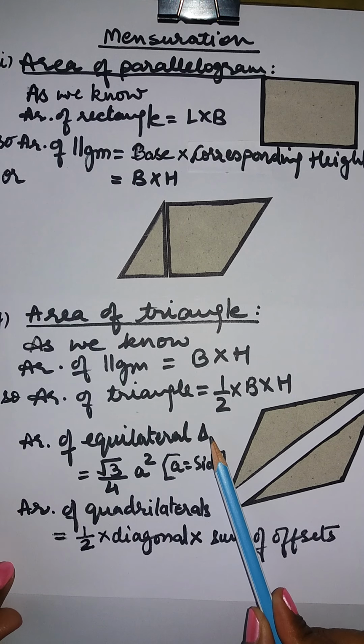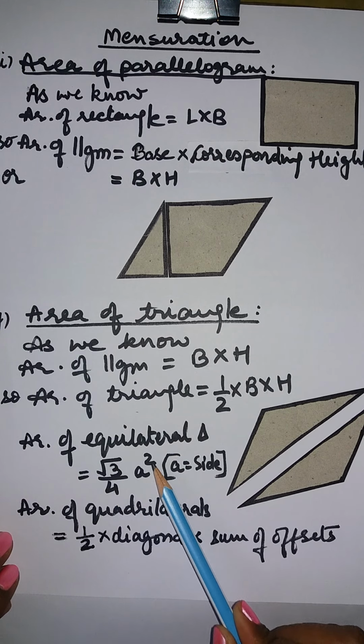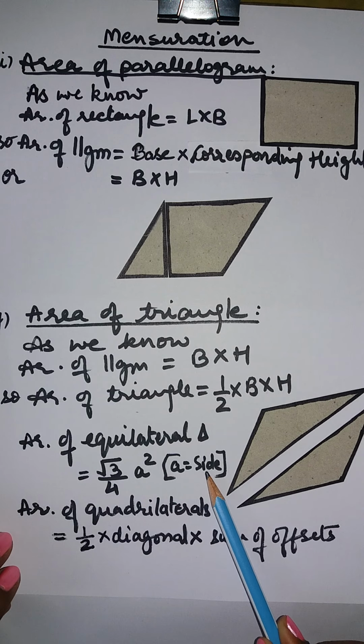The area of an equilateral triangle is something different. It is root 3 by 4 a square, where a is equal to the side.